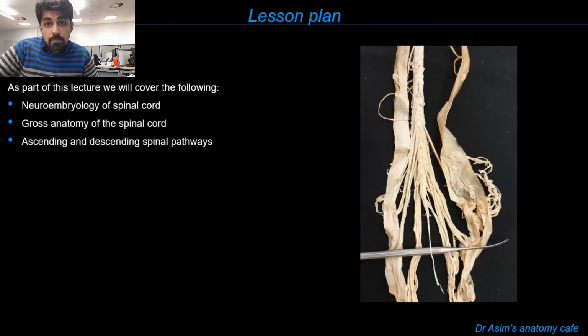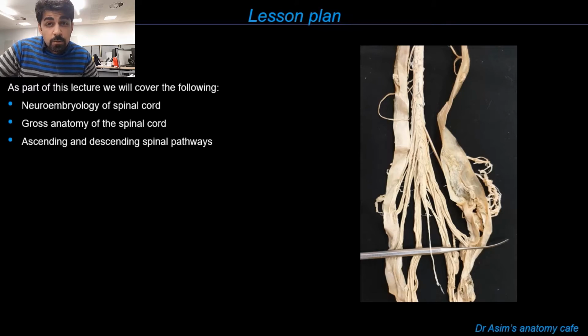To contextualize the topic a little bit better, we will commence by talking about some basic neuroembryological facts. Next, I'll elaborate upon the gross anatomical features of the spinal cord. Then we will briefly take up the descending motor and the ascending sensory spinal pathways one by one.